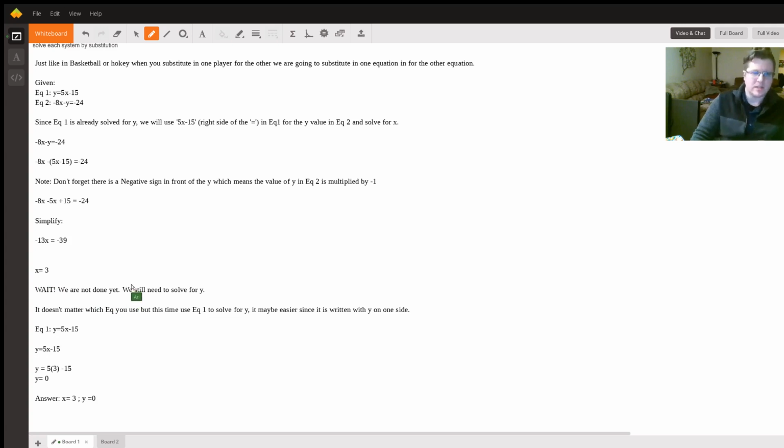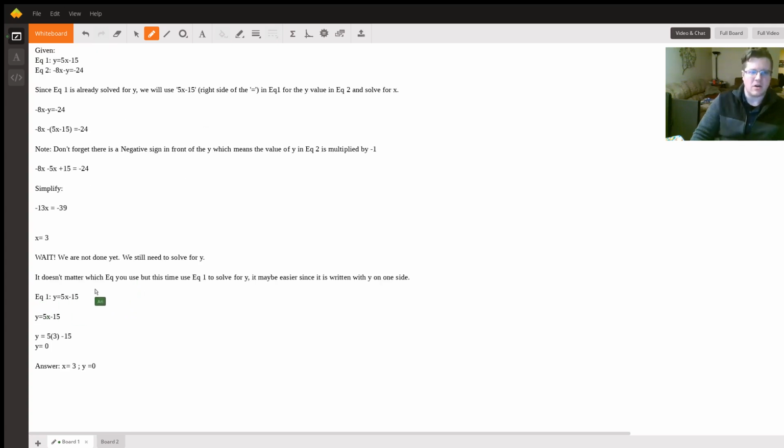But wait, we're not done yet. We still need to solve for y. It doesn't matter which equation we use, but this time let's use equation 1 to solve for y. It may be easier since it's already written with y on one side. Here's equation 1. We put 3 in, and we get y equals 0. So the answer is x equals 3, y equals 0.